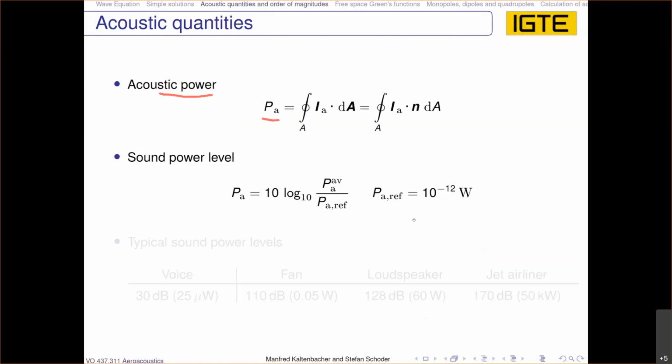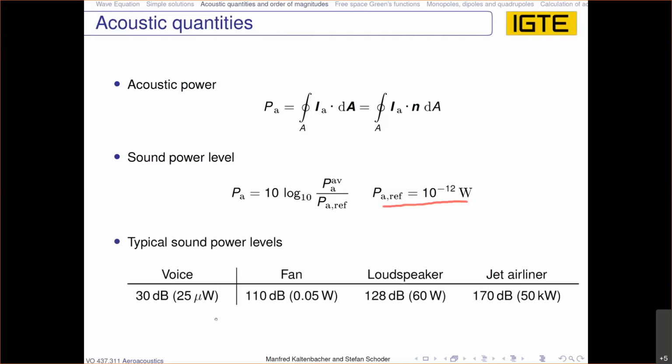And again here you see the reference surface is 1 square meter, which means we have as a reference value 10 to the power of minus 12, and now it is watt. From intensity to power, we just have to scale with the surface, and we take 1 square meter as the surface, and therefore this is the reference value. And that is the power.